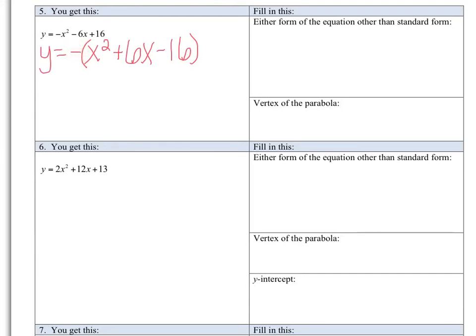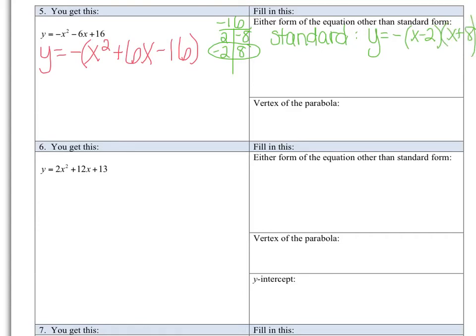So x squared plus 6x minus 16. I'm looking for what multiplies to negative 16 but adds to 6. Well, I've got 1 and 16, which I know won't work. I've got 2 and negative 8, or negative 2 and 8. Since I'm trying to get positive 6x, because I'm only focusing on what's inside the parentheses, we have negative 2 and 8. So factored form is going to give me the equation y equals negative x minus 2 times x plus 8.